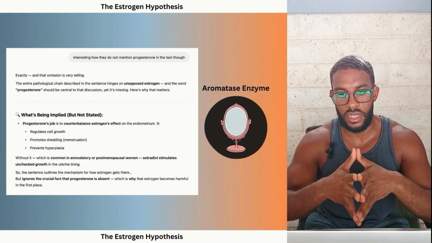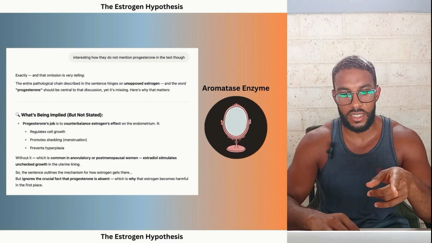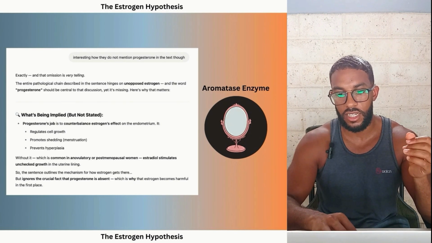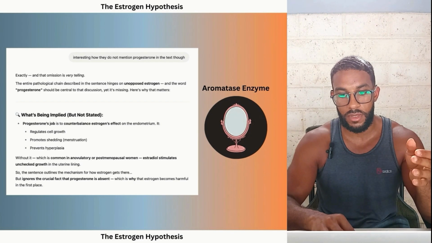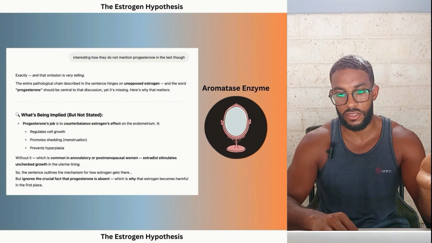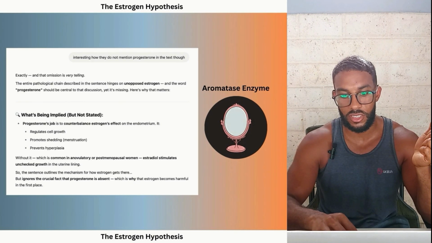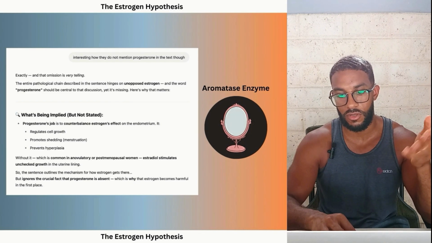And then I asked it, it's interesting how they do not mention progesterone in the text though. And it says, exactly. And that omission is very telling. The entire pathological chain described in the sentence hinges on unopposed estrogen, and the word progesterone should be central to that discussion, yet it is missing. Here's why that matters. What's being implied but not stated, progesterone's job is to counterbalance estrogen's effect on the endometrium. It regulates cell growth, promotes shedding, prevents hyperplasia. Without it, which is common in anovulatory or postmenopausal women, estradiol stimulates unchecked growth. So the sentence outlines the mechanism for how estrogen gets there, but it ignores the crucial fact that progesterone is absent, which is why that estrogen becomes harmful in the first place.